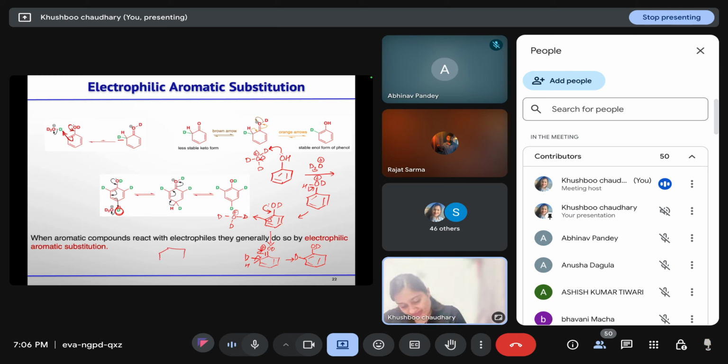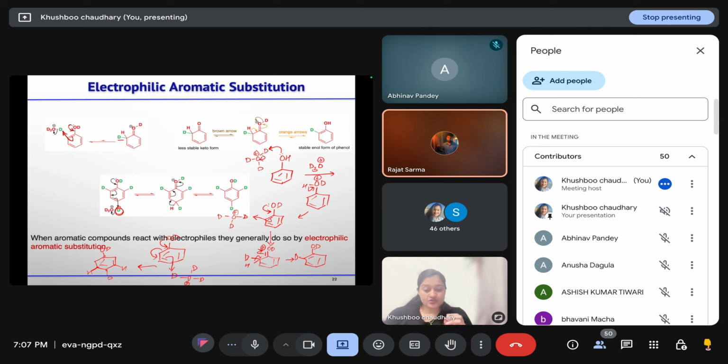Similarly, with extended conjugation, when OD is there and it donates electrons, this will come here and then attack from the para position, and it will take deuterium. So in that case, deuterium can come at the para position. So these are the two cases. But deuterium will never come at the meta position.